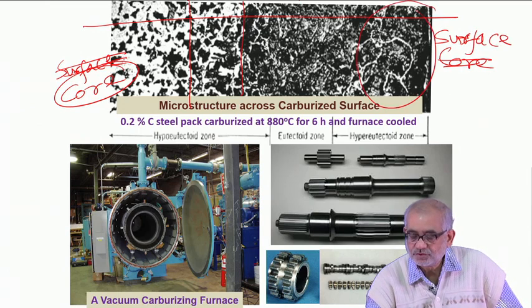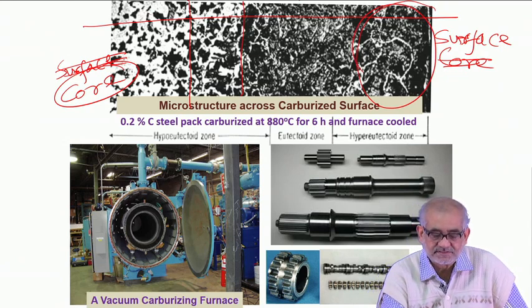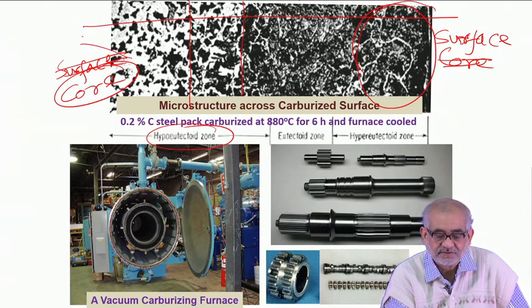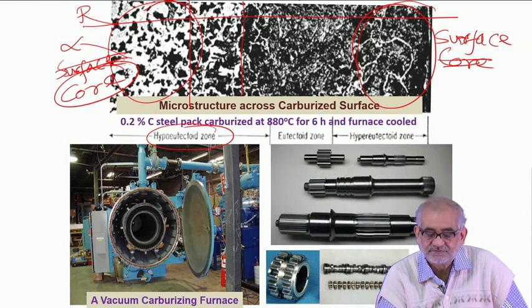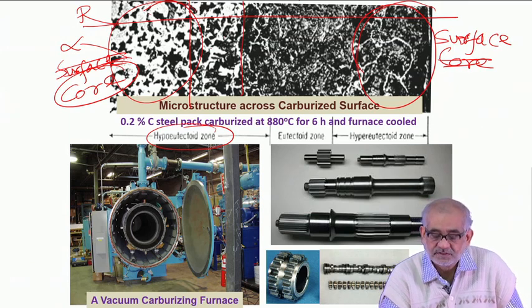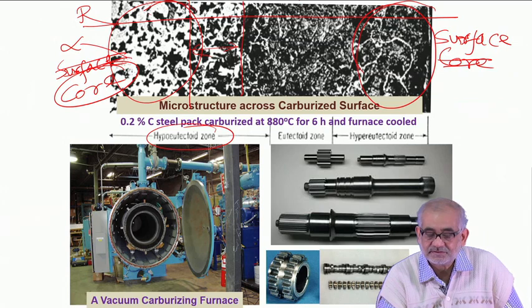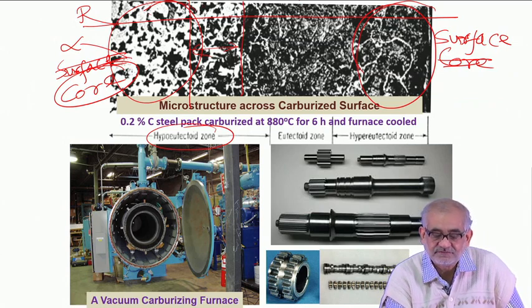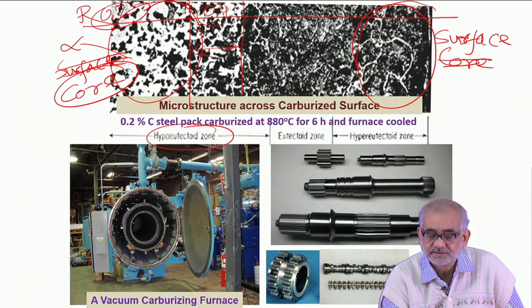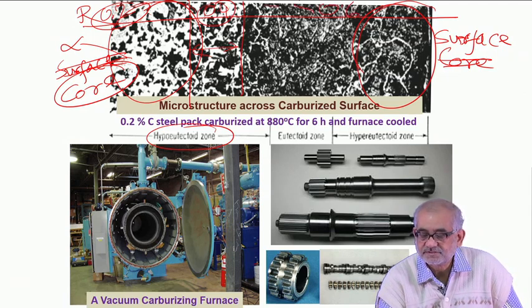So, this is the so called hyper-eutectoid zone and this is the hypo-eutectoid zone, low carbon. What you are seeing, these bright regions are the ferritic regions and these are pearlitic regions. So, this is a ferrito-pearlitic core, which is what we had at the beginning, and this is the region where you have introduced more carbon. The area fractions of ferrite and pearlite are changing, and typically, if this is 0.2% carbon, this would be about 0.4% carbon, and this may be more than 0.6% carbon.